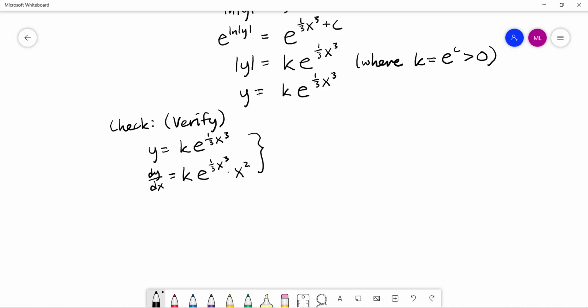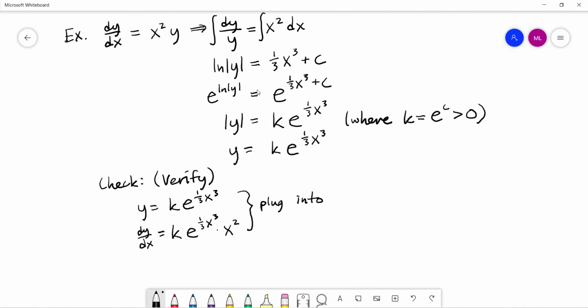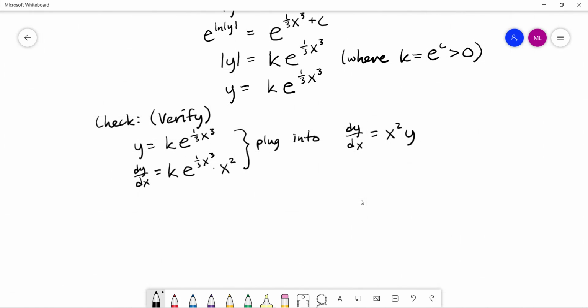And so when we plug into our original differential equation, which is dy dx equals x squared y, I'm going to plug in this for this particular y. I'm going to plug in this for dy dx, and on the left-hand side, I will get k e to the 1/3 x cubed times that factor of x squared. And on the right, I'll get x squared times the original y, so times k e to the 1/3 x cubed. And what do I see?